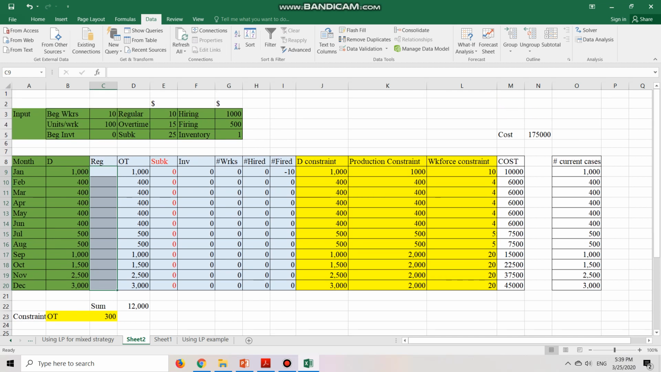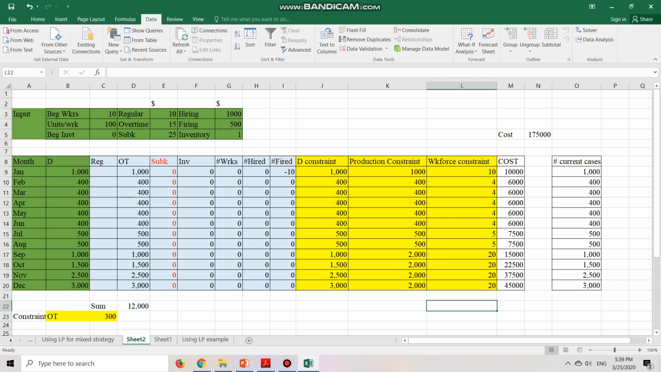And the next column is the production constraint. So the total production has to be less than or equal to the constraint, right? And also the workforce, the total of workers we have here has to be less than the workforce constraint.